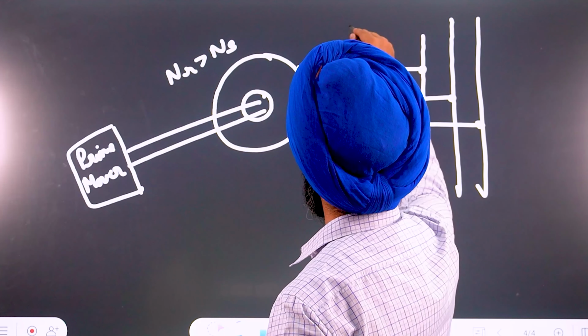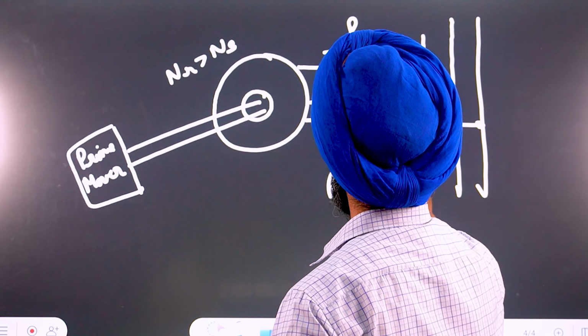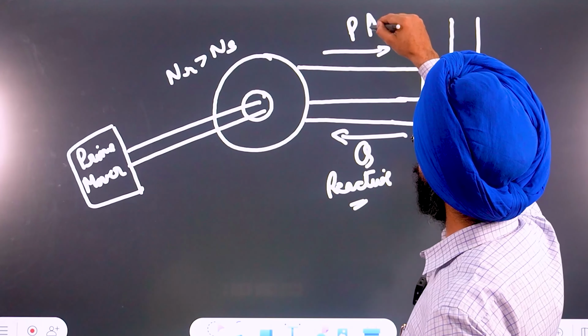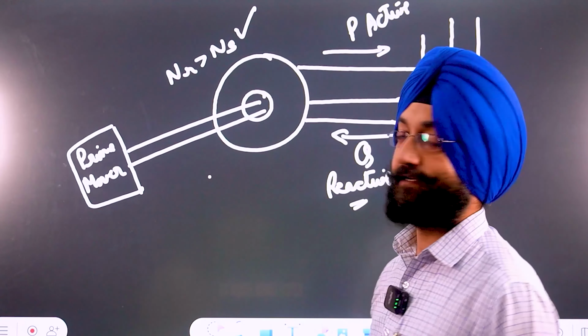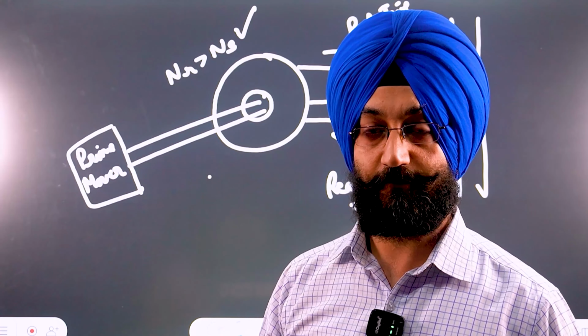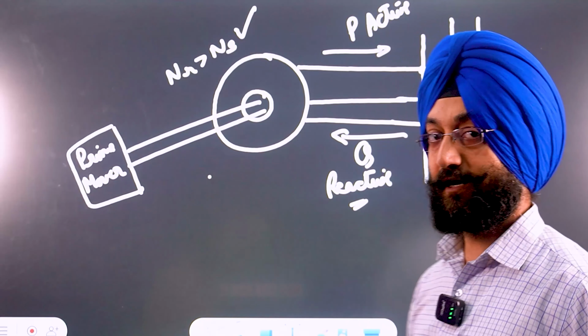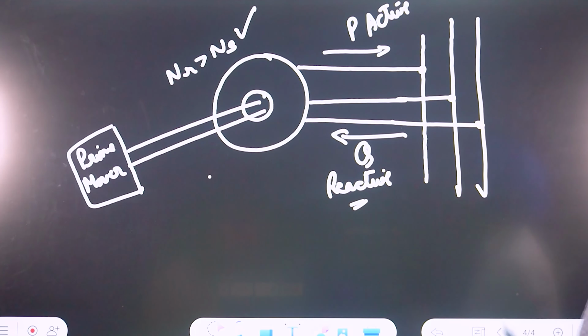it supplies active power. So it draws reactive power and it supplies active power when NR is made greater than NS. So this is the basic operation and working principle of the induction generator, and part 1 is finished. You can take a screenshot of the diagram.